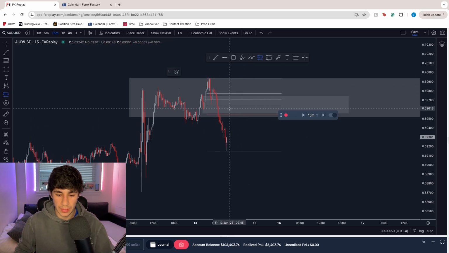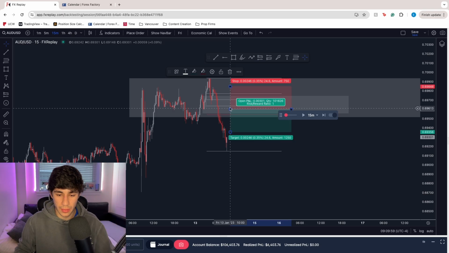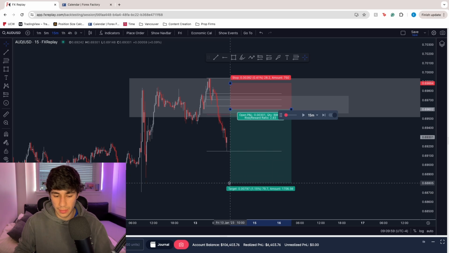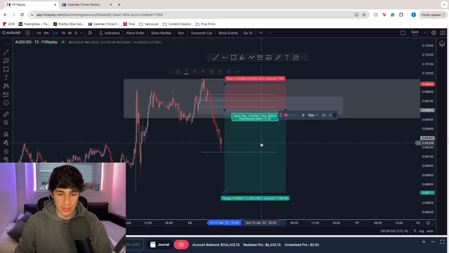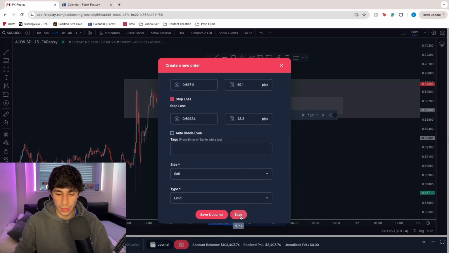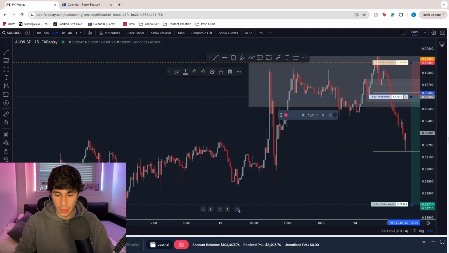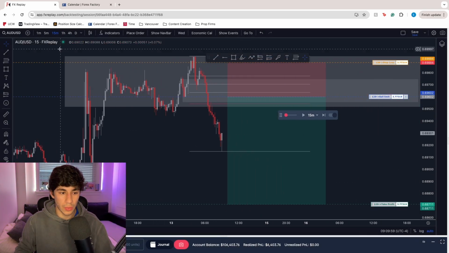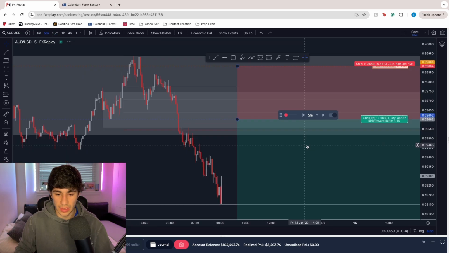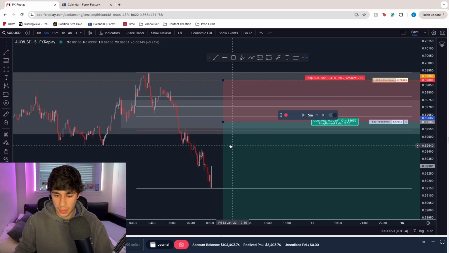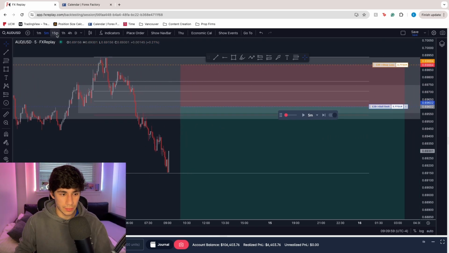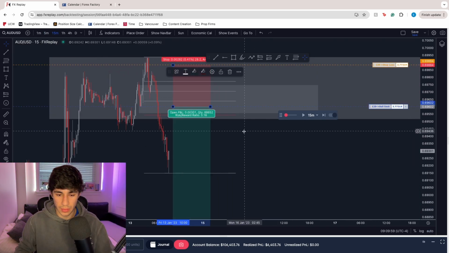So I'm gonna place my entry in this point here. This will be my first TP, and this will be my last TP. So for a 1, 2, 3, that's basically my new trade idea, since price went a little bit lower. So let's see if there's actually a trade for us, or if there isn't. Move this a little bit closer there.